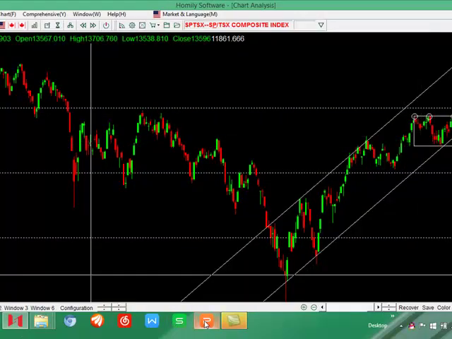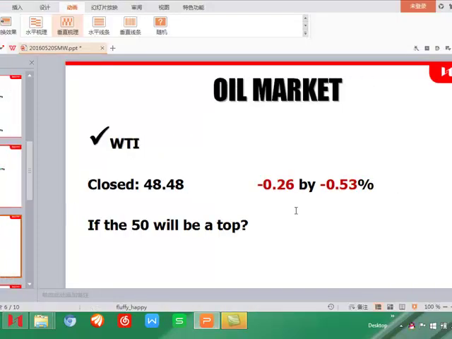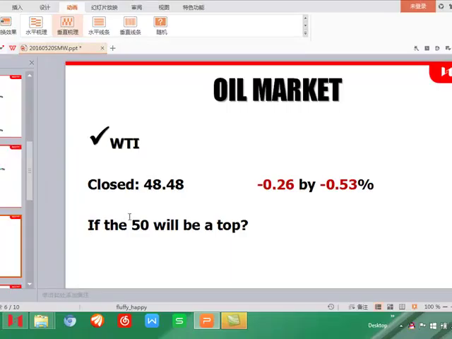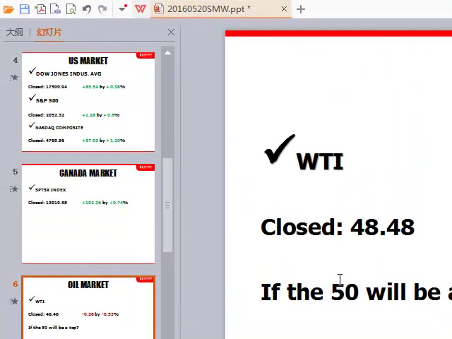So when we talk about oil, let's see the oil market. The oil market has had a little bit of a drop back. There is a $0.22 drop, down 0.53%, closing at 48.48. And right now the market has a big question.